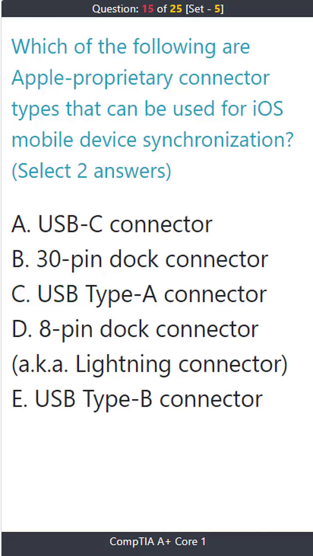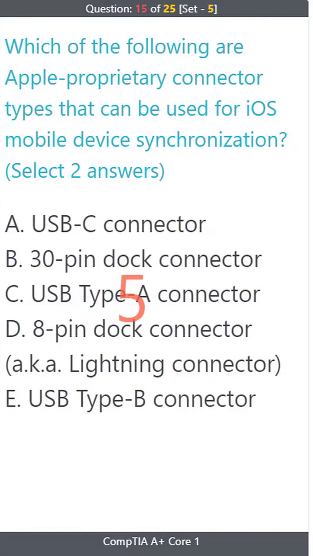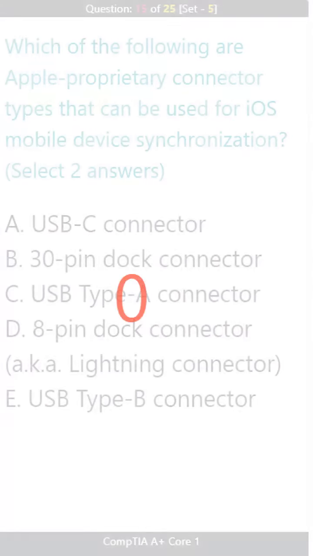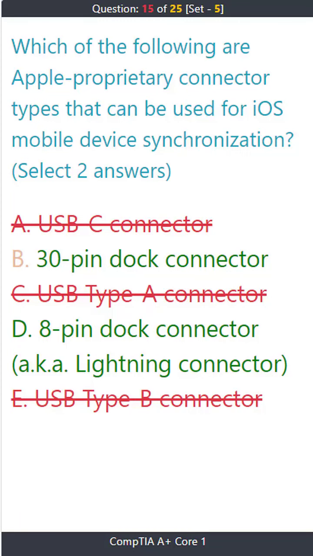Question 15. Which of the following are Apple-proprietary connector types that can be used for iOS mobile device synchronization? Select two answers. A. USB-C connector. B. 30-pin dock connector. C. USB Type A connector. D. 8-pin dock connector, aka Lightning connector. E. USB Type B connector. The correct answers are B. 30-pin dock connector, D. 8-pin dock connector, aka Lightning connector.